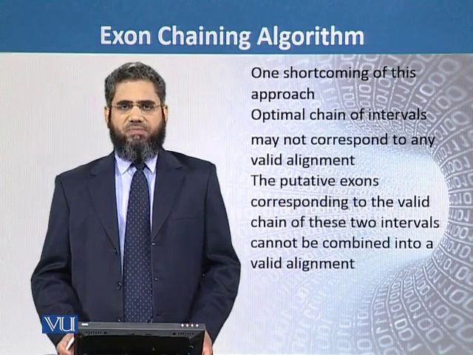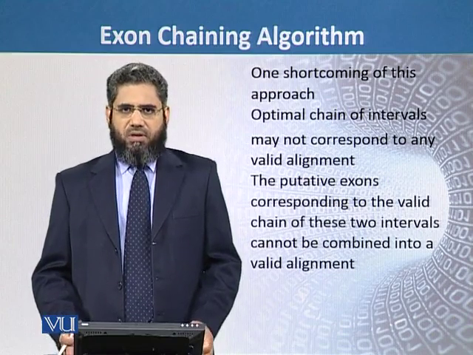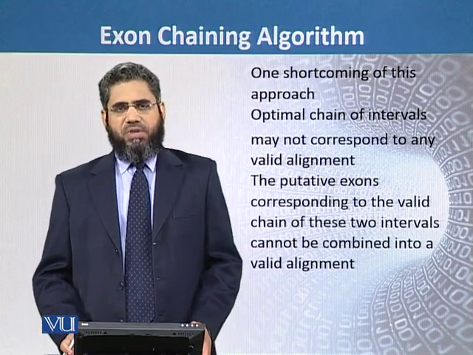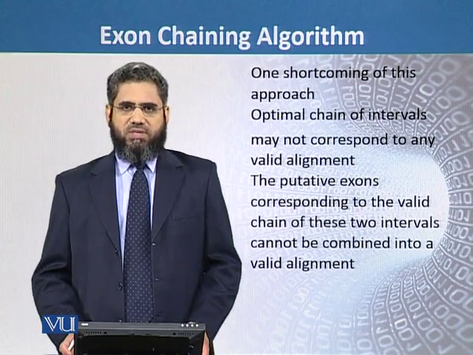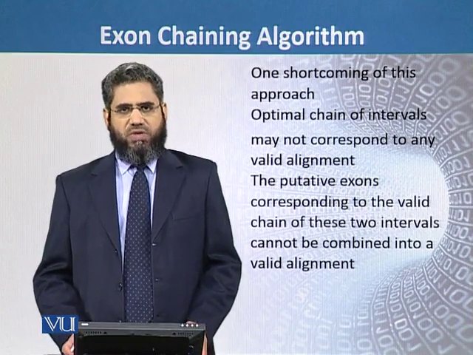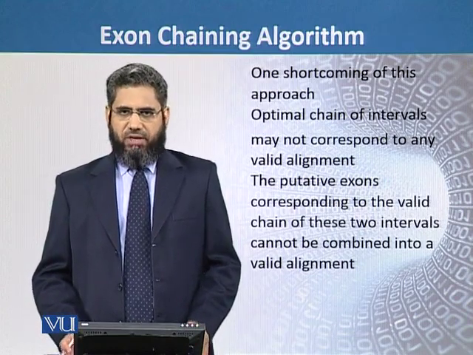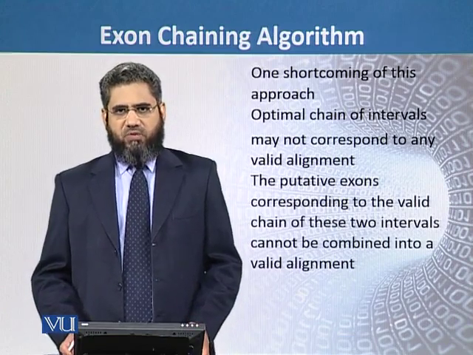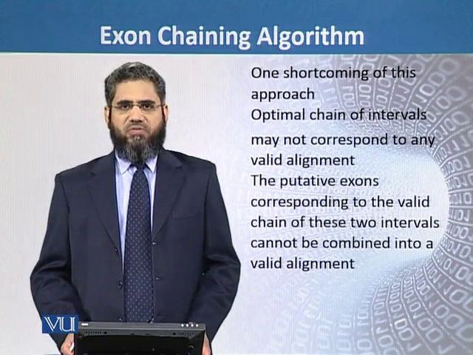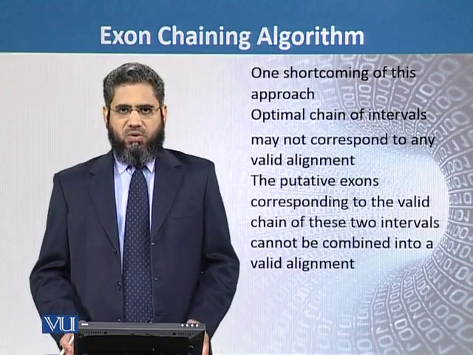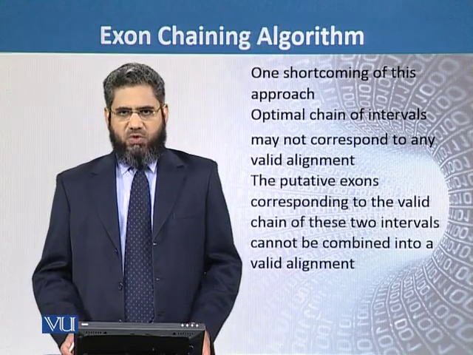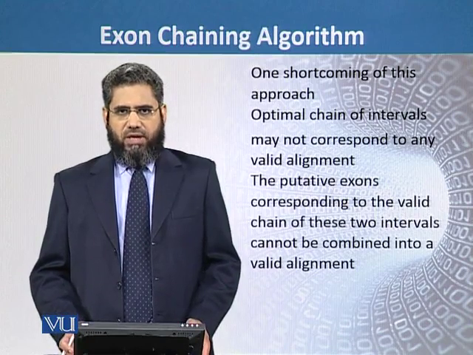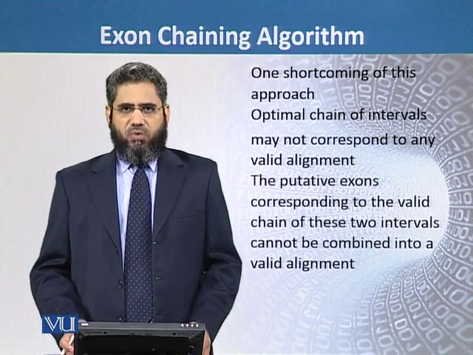For example, the first chain interval may correspond to the suffix location of the protein, and the second conserved chain interval may correspond to the prefix of the protein. So if we combine these exons and try to get the alignment, we will not get the proper alignment.